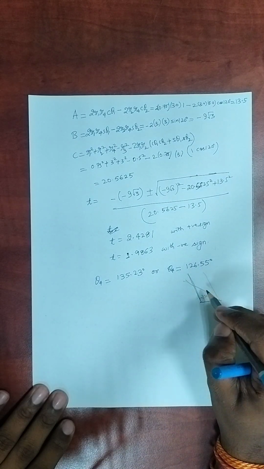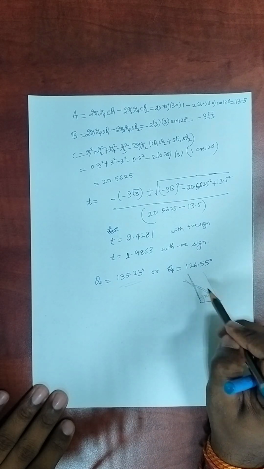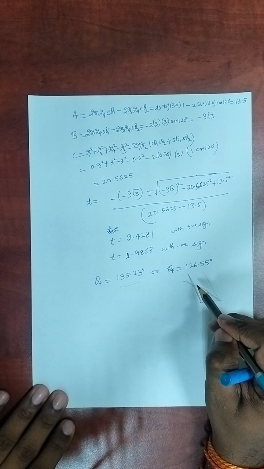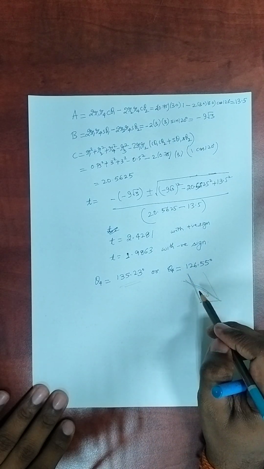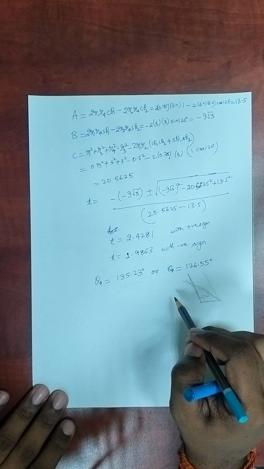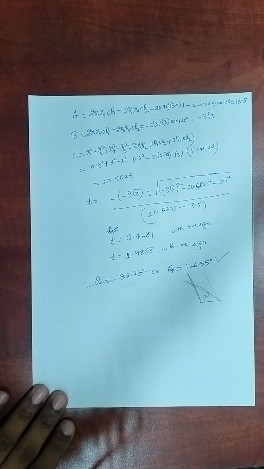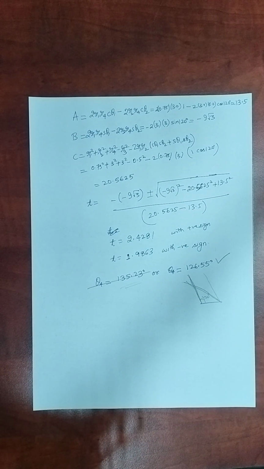In one of the configurations, this larger angle, I will find that link 4 is crossing link 2, and this is not what is shown in the diagram given in the problem. So I reject this solution and I accept this solution, based on how the mechanism is visually represented in the problem itself.